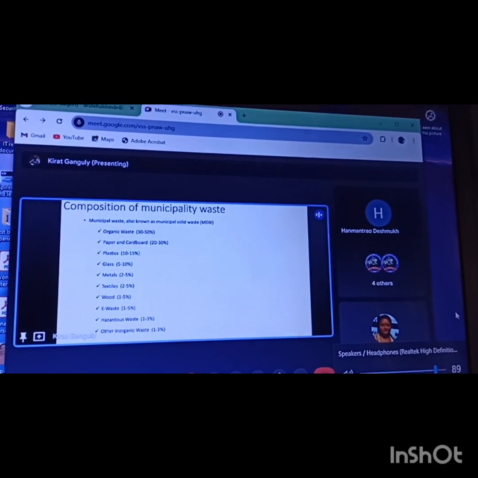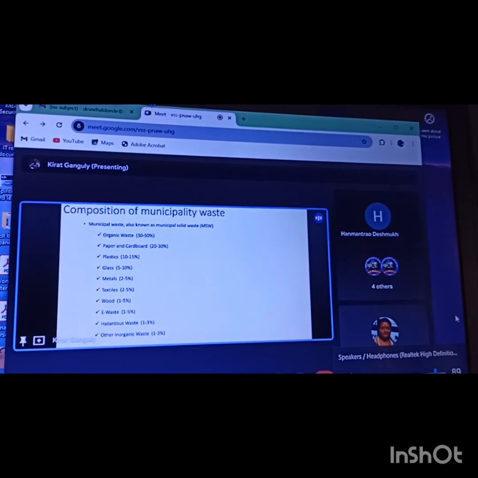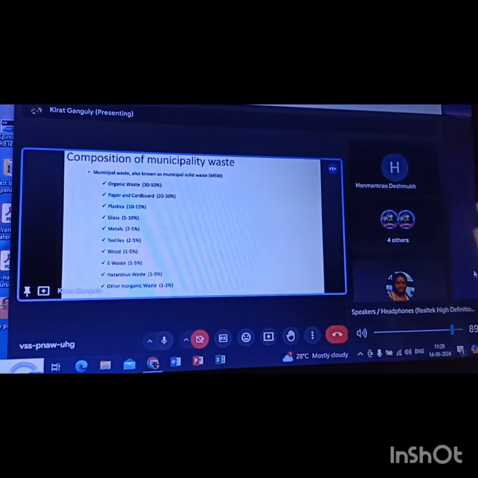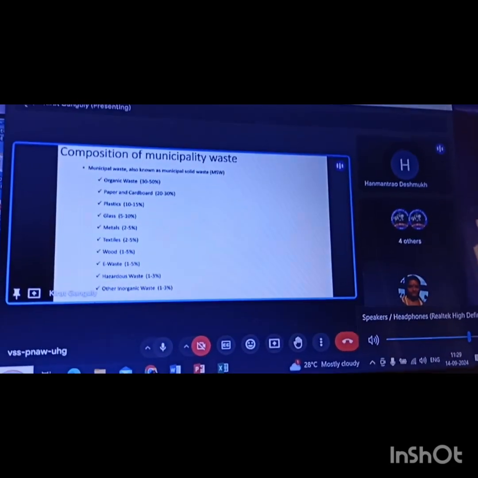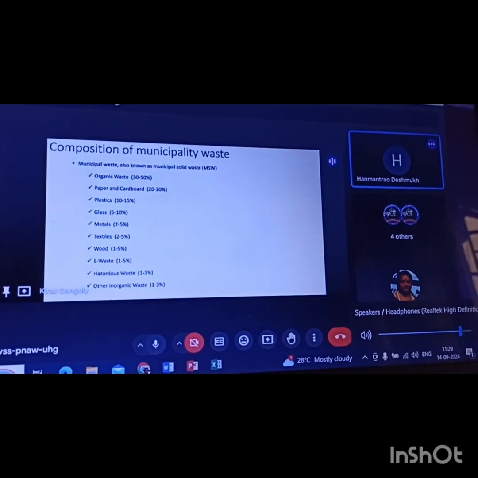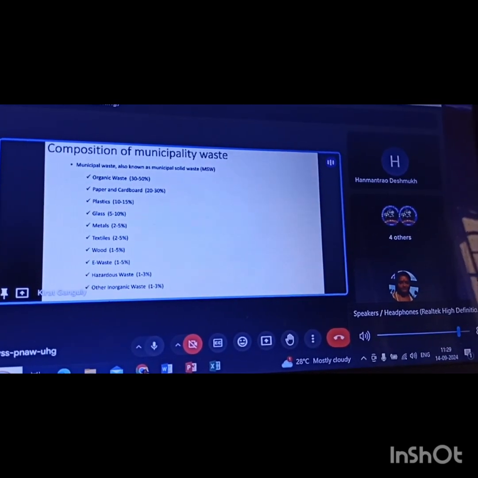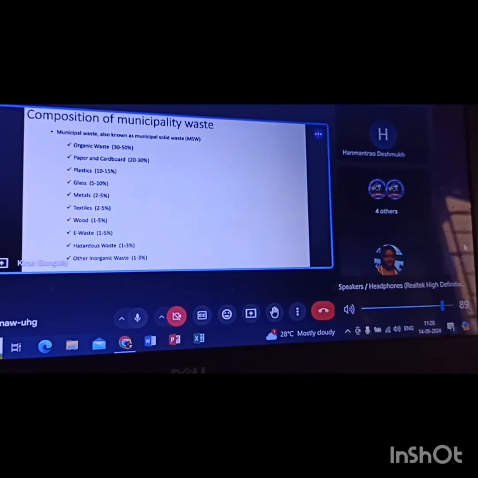But before that, I'd like to say a few words on the compositional principle of waste as I studied. It is organic waste, 30 to 50%. So that's a huge one. Paper and cardboard, again a type of organic waste. Glasses are there, metals are there, woods are there, hazardous waste is there. So my point is that most of the part is organic waste.